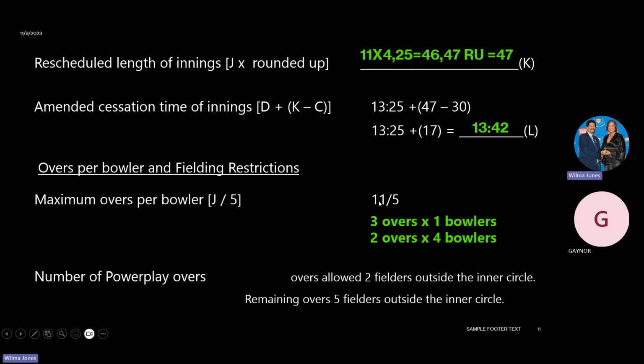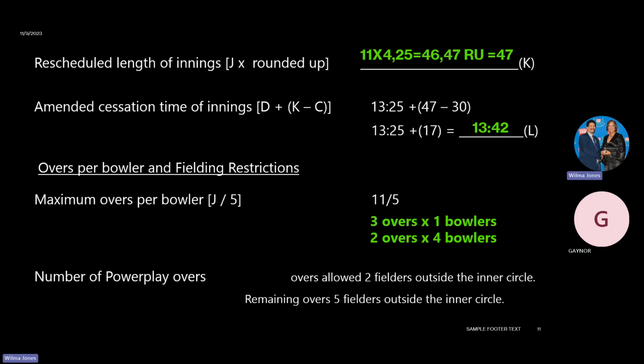So you divide 11 by 5. So 5 bowlers will bowl 2, and then there's 1 left, and that third over is added to the first bowler. That's how we got to 1 bowler will bowl 3 and 4 bowlers will bowl 2. All right. Got it.